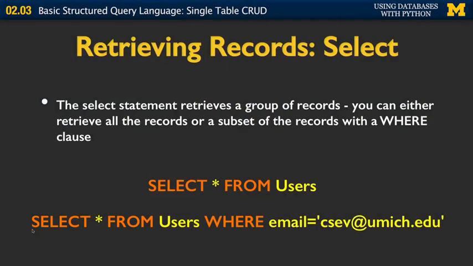So we did an insert, we did a delete, we did an update. Now we have to do the read, the R part of CRUD. And so that is select. And select takes a list of columns. That's a column list. And star means all the columns. From is a keyword, and then users is the name of the table.